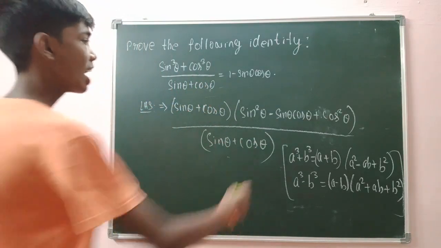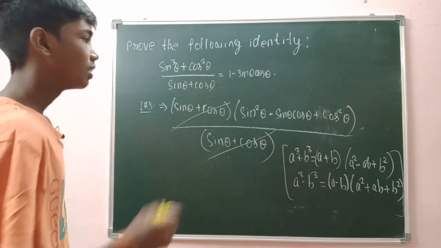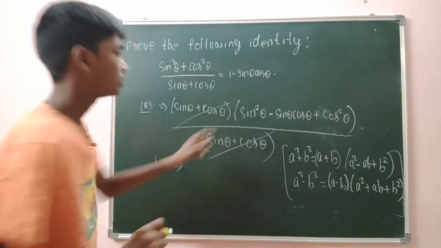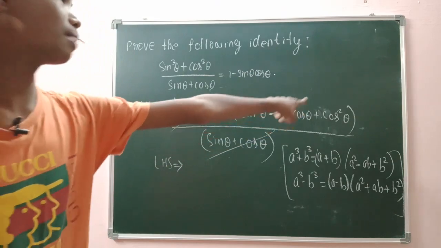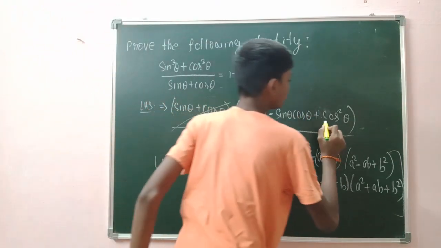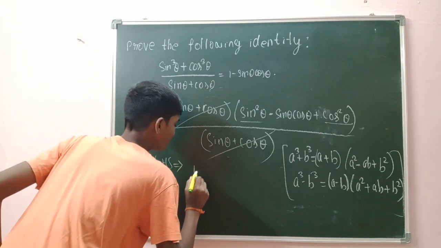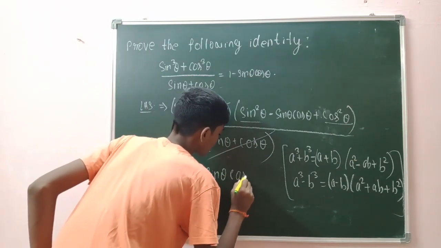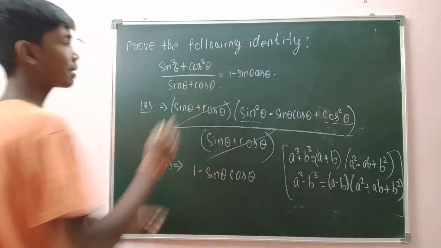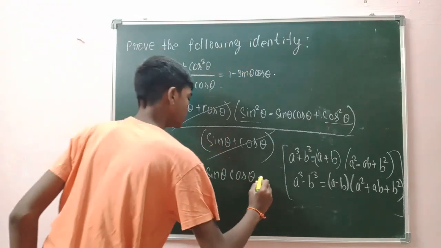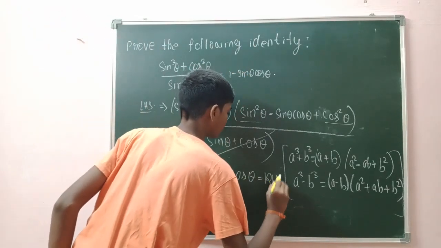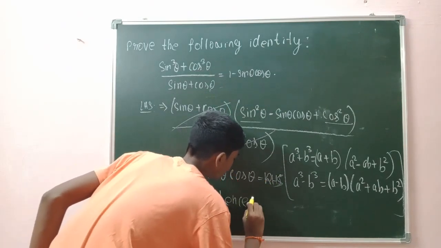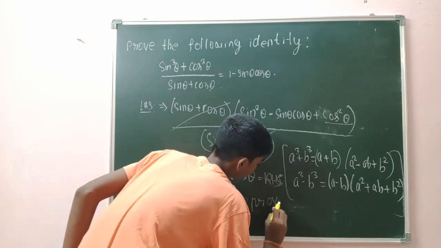So now I can cancel out these two terms. So therefore I can write your LHS as sin square theta minus sin theta cos theta plus cos square theta. So this sin square theta plus cos square theta will be 1. Therefore I will get 1 minus sin theta cos theta. So that is what I am having in RHS, which is equal to your RHS. Hence proved. Okay, so very easy one.